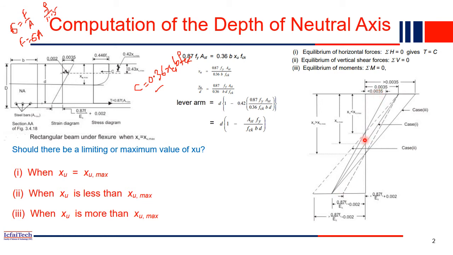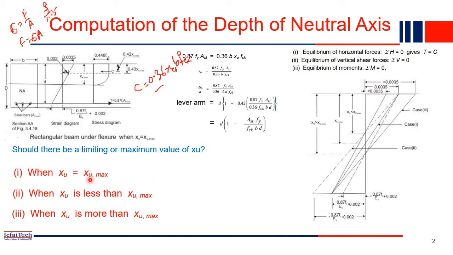Now what happens if the neutral axis is below case 1? So now the neutral axis is here. What will happen? When the steel fails, steel is here, it will fail. So what about concrete? The concrete strain is more than 0.0035. Like, when the steel fails, concrete has already failed long back. So the neutral axis should not be more than case 1. That's what we call XU max.